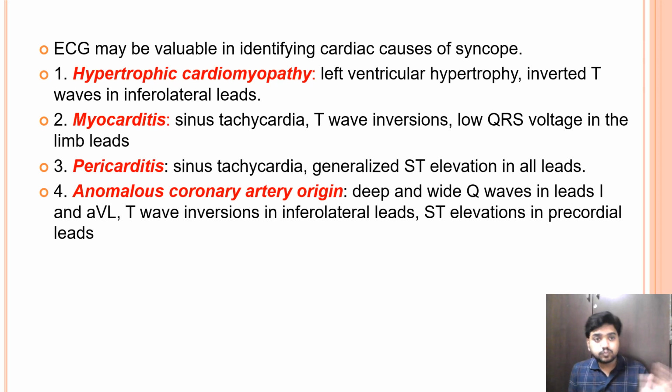Then ECG may be valuable in identifying all these things. As we discussed, if your ECG shows left ventricular hypertrophy or inverted T waves, you can think of hypertrophic cardiomyopathy, especially when there is syncope. So how do you suspect myocarditis in a child with syncope? Sinus tachycardia, T-wave inversions, low QRS voltages in the limb leads.